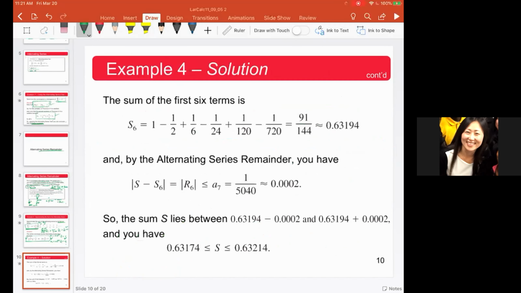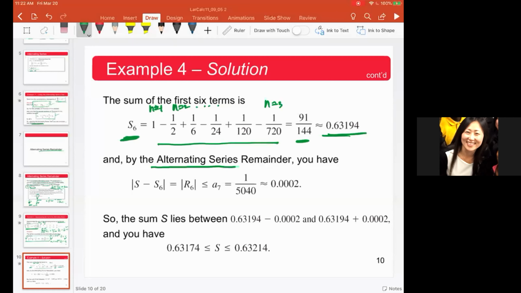All right, so here is what I'm going to do. We're going to figure out what the error, the remainder, is. First, S sub 6: n equals 1, n equals 2, dot, dot, dot, n equals 3. When you do the summation of 6 terms, you get this number, which is equal to 0.63194.